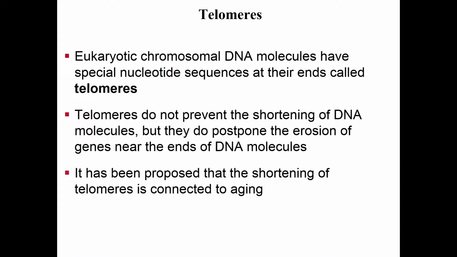But we have telomeres. Telomeres are sequences of DNA nucleotides at the ends of the chromosome that are basically repetitive segments of nucleotides that don't encode for anything. But they help prevent this shortening of the DNA. They allow for the ends of the chromosome to be copied.